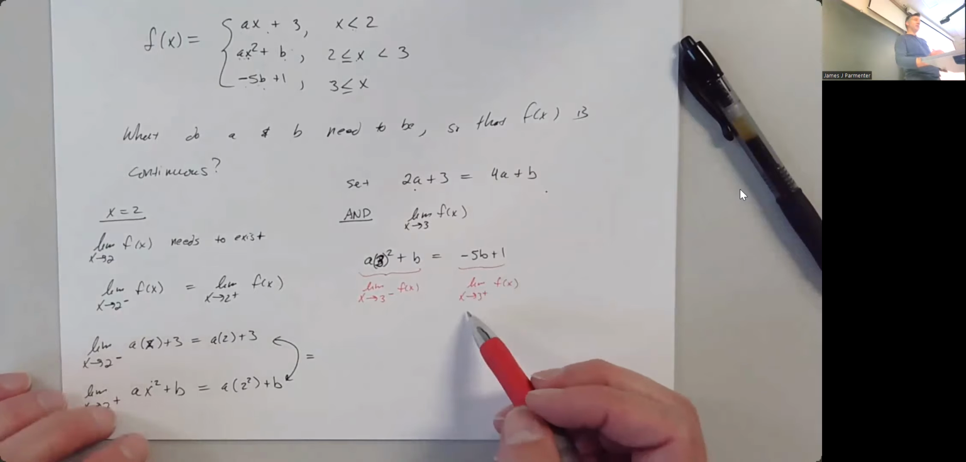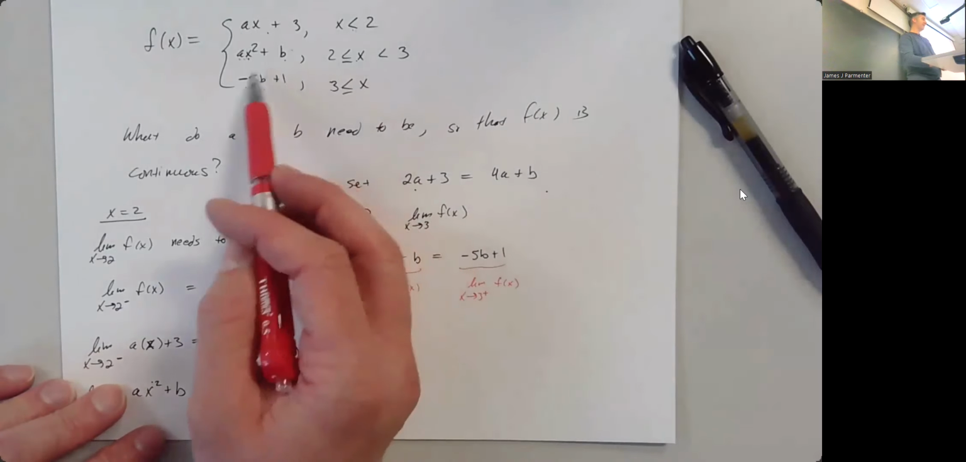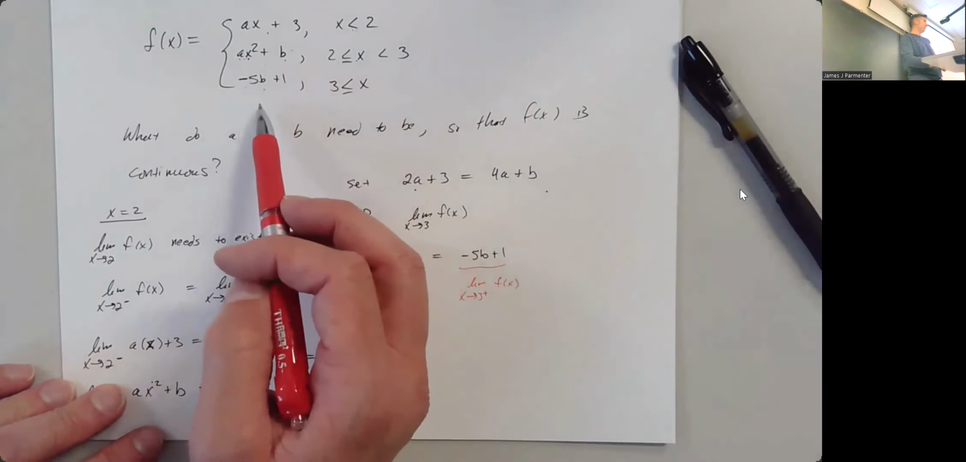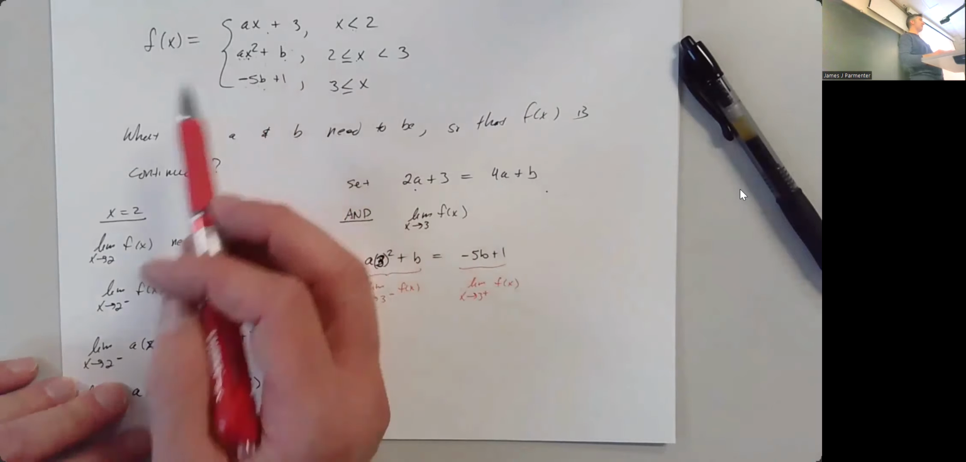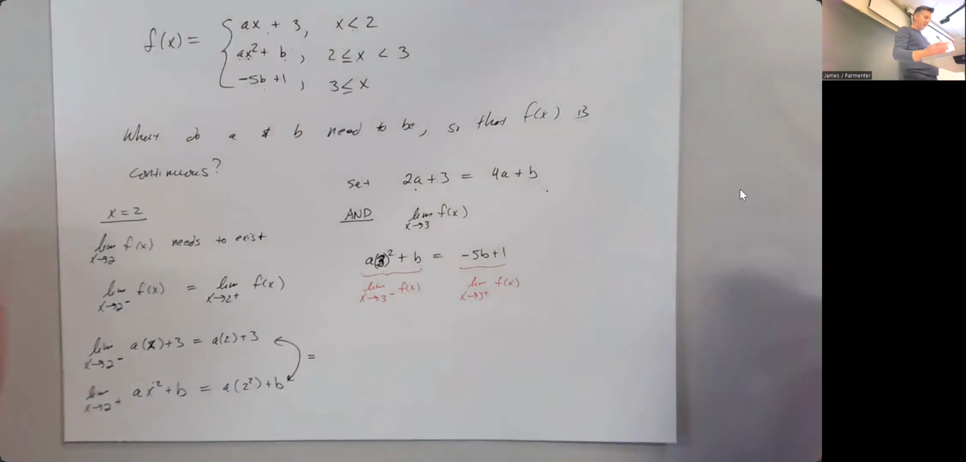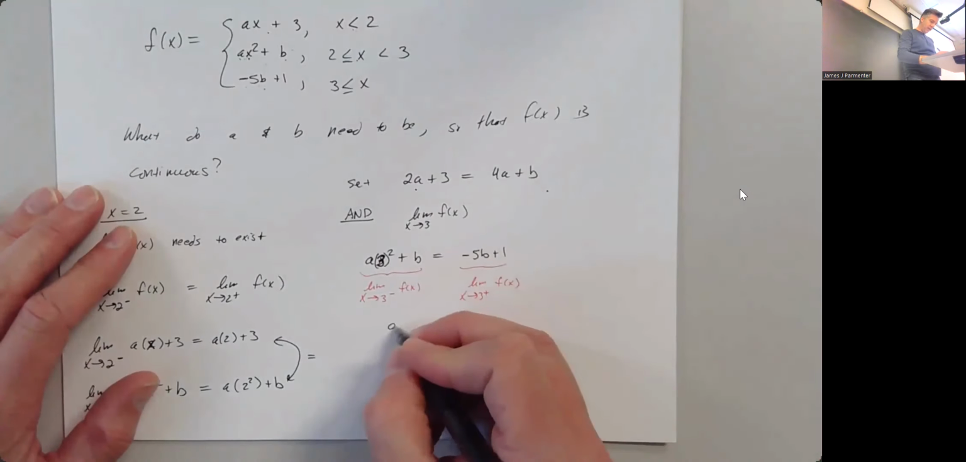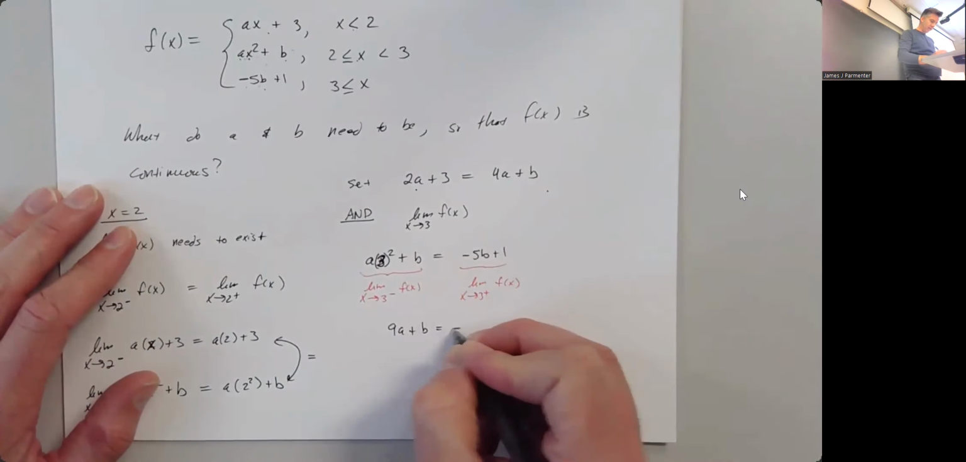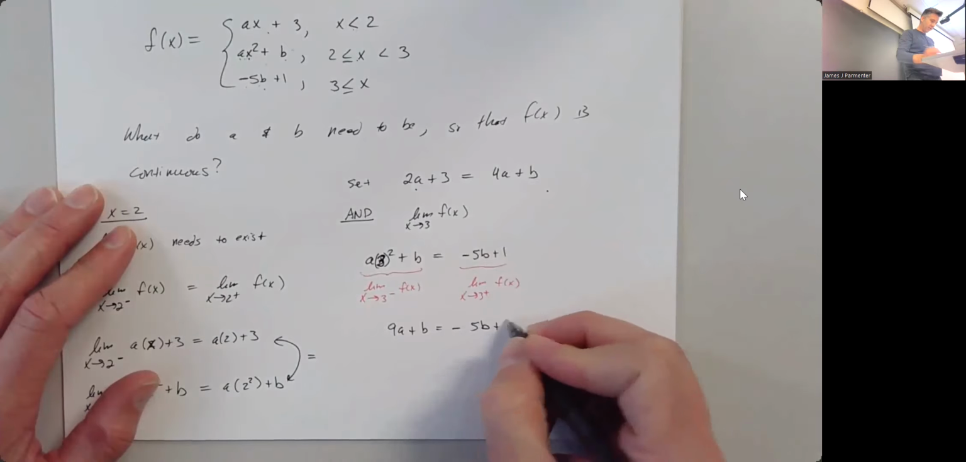If you have a limit as x approaches something and there aren't any x's to plug in, that's okay. You're just going to get that value back. It's like when we take the limit of a constant, you just get the constant because the function is just flat the whole time. As x is getting closer and closer to something, this flat horizontal function is just keeping the same value the whole way. All right, so here's what we've got. This turns into 9a plus b equals negative 5b plus 1.